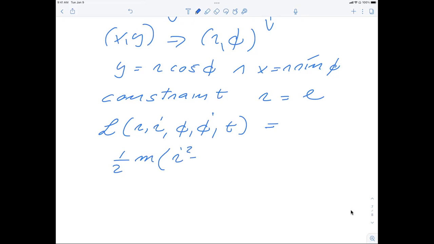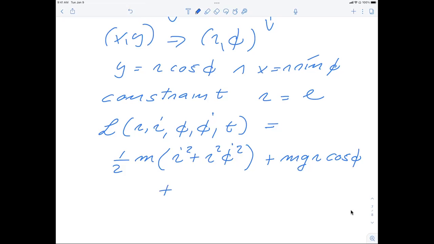So I'm just setting up the expression here for you, because we did this some time ago. This is given by m times r dot squared plus r squared times phi dot squared. Then in addition, we have a gravitational potential, so we have mg, and then we have r. And since we defined y to be r times cosine phi, this has to be equal to r times cosine phi.